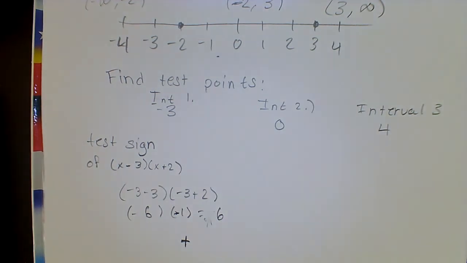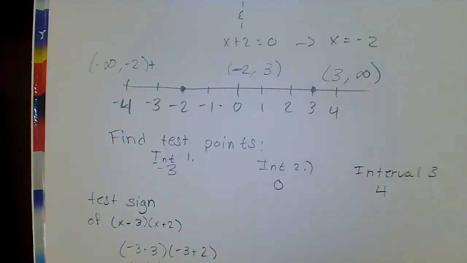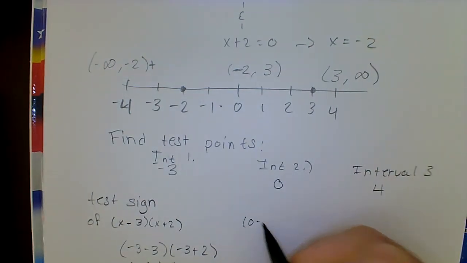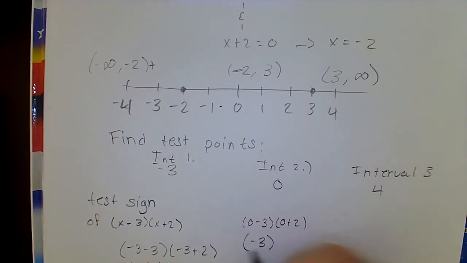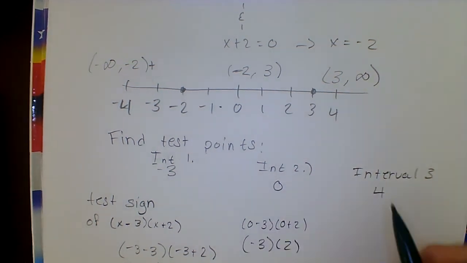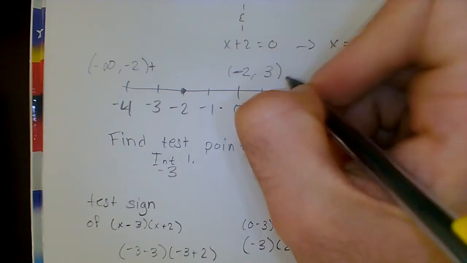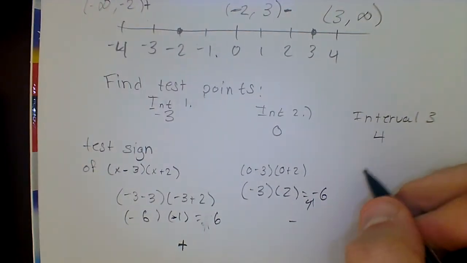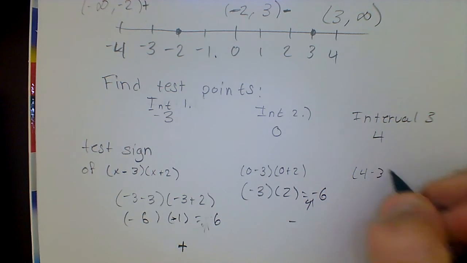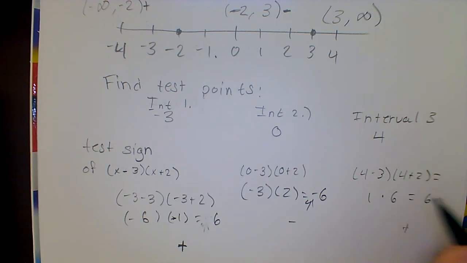So the first interval, we can put a little plus sign right here since we have a positive. What about 0? If I do 0, I get 0 minus 3 times 0 plus 2, which is -3 times 2, that's -6. So we have a negative, and we can put a little negative sign right there. What about the last interval? If I do 4 minus 3 times 4 plus 2, that's 1 times 6, which is 6, so it's positive.